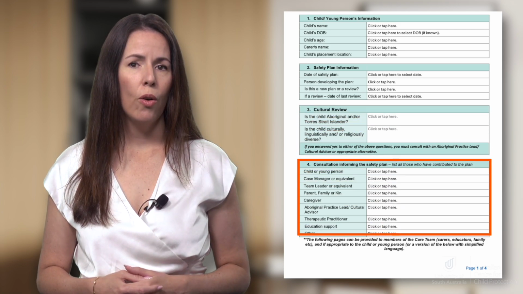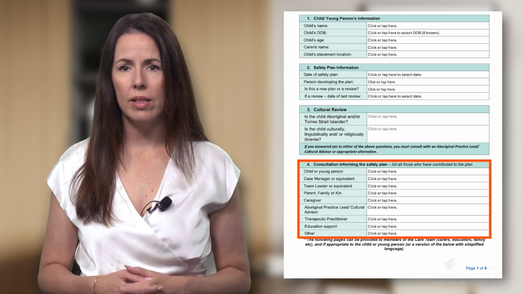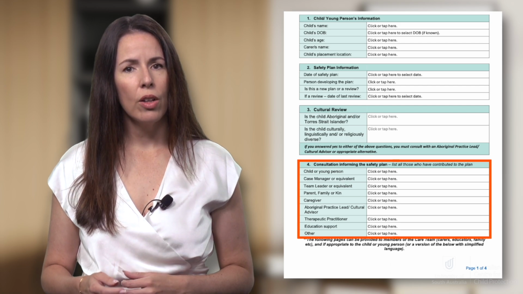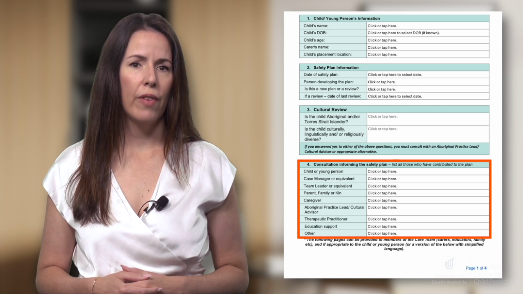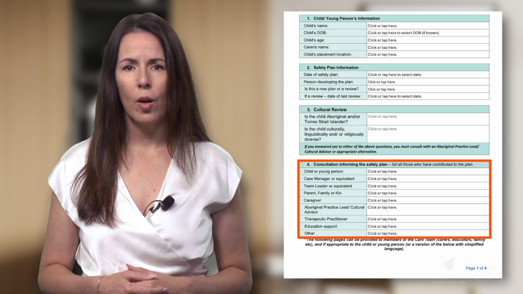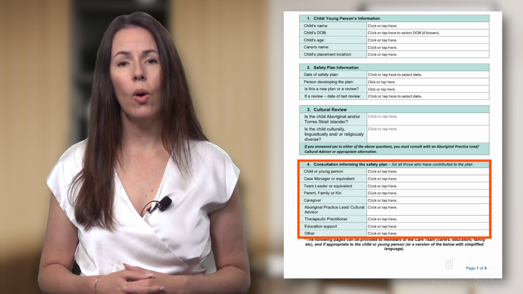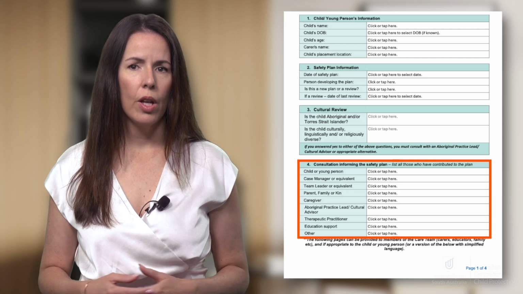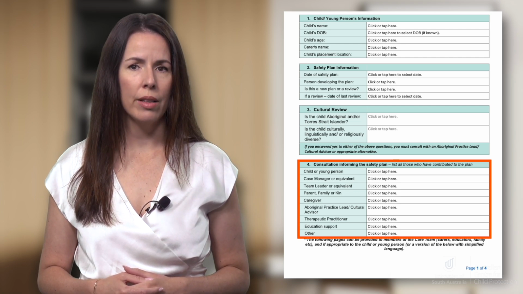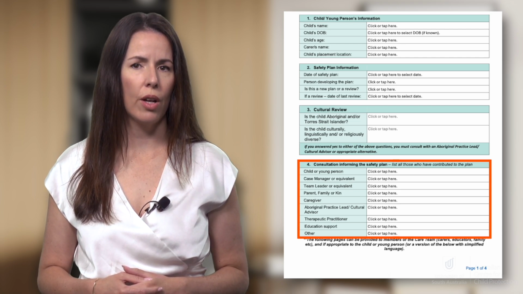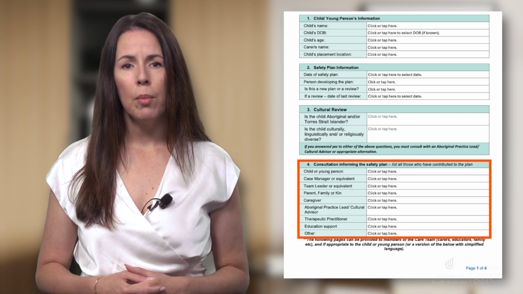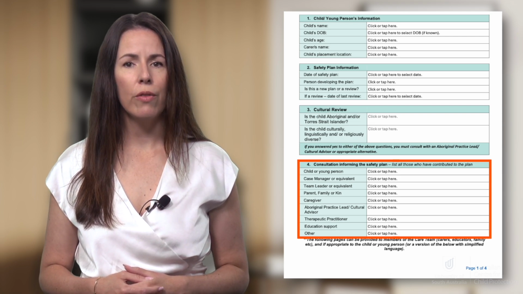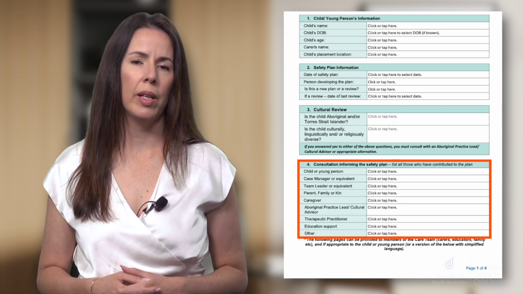Finally, in Section 4, we list everyone who has contributed to the plan. This could include the child's carer, their family or kin, therapists, education staff, or other professionals. Including multiple perspectives helps ensure the plan is well-rounded and considers all aspects of the child's environment. Importantly, you should ensure you involve the child or young person in developing this plan.